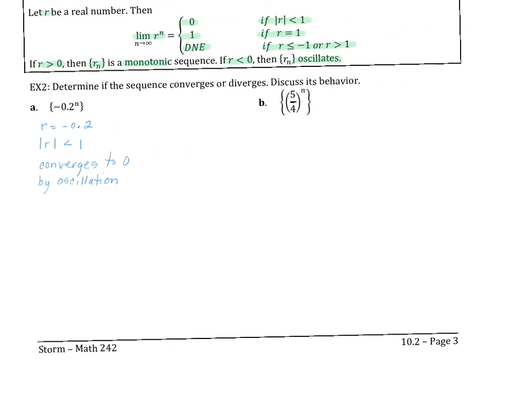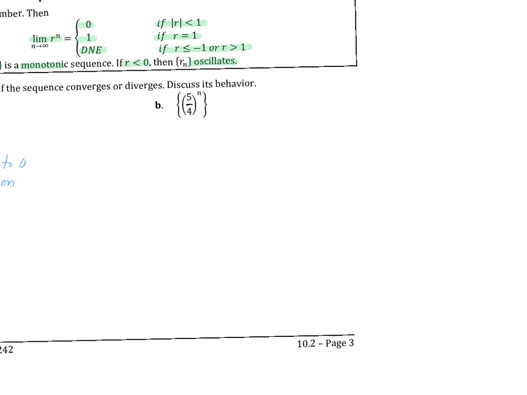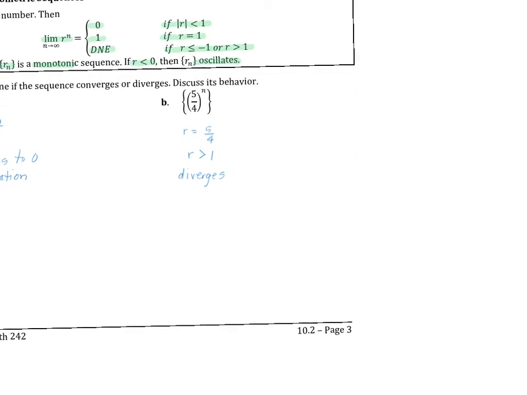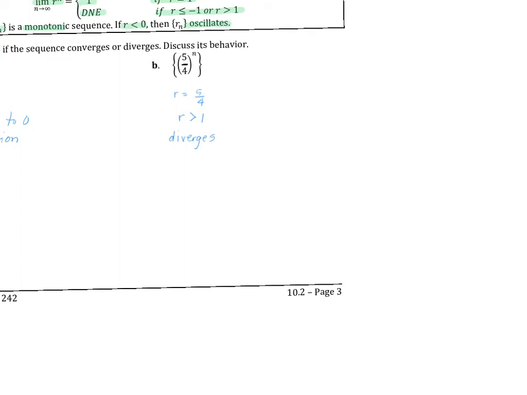In example B, I see that r is equal to 5 over 4. And since r is greater than 1, I know that this sequence diverges. And since it's positive, then it's monotonic. So I could say it diverges monotonically.